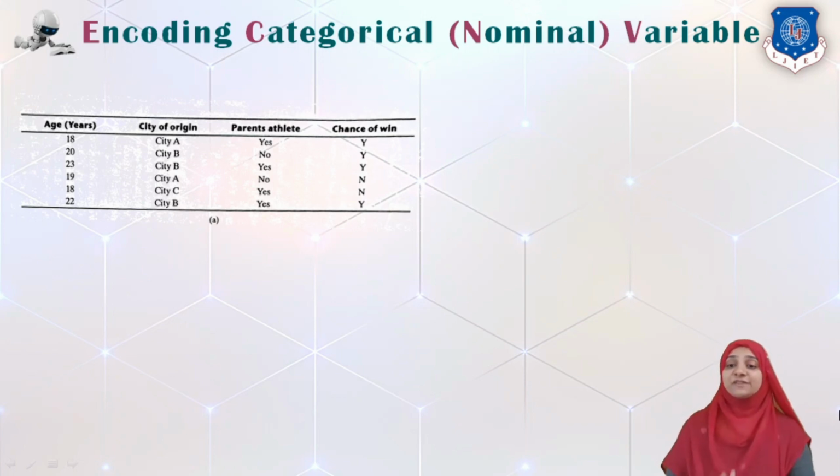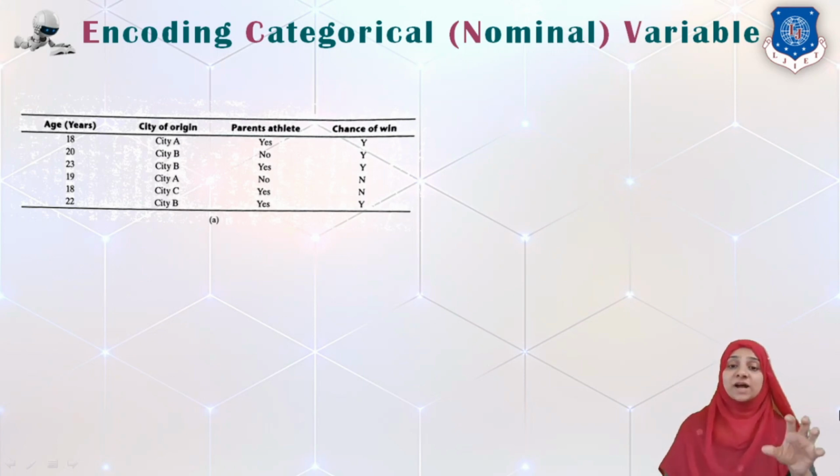Likewise, the third attribute, parents athlete, also has the value yes or no. Likewise, the chance of win attribute, yes and no. Again, they do not have a relationship among them. If the machine learning algorithm requires numerical input instead of this categorical input, we need to create a new set of attributes. Now, how are these new attributes getting created?